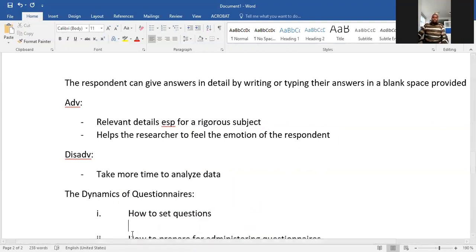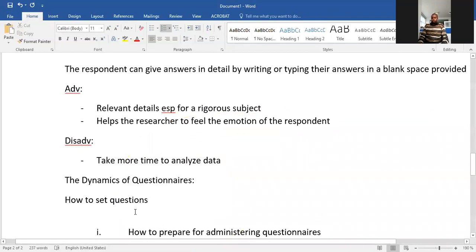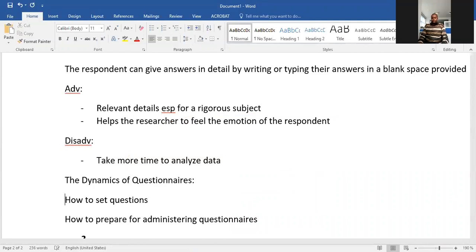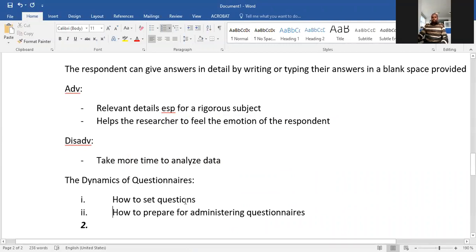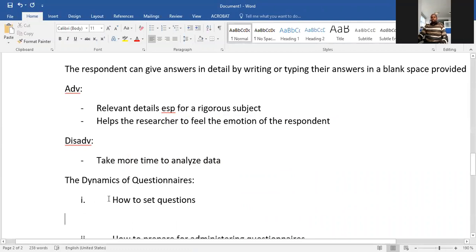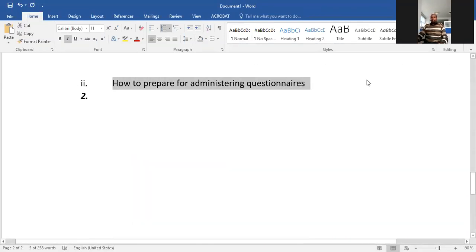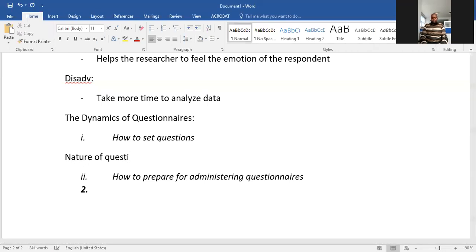Okay, so how do you set questions? This is the first thing. How do we set questions? Here we are going to look at the nature of questions that you need to set. The nature of questions.